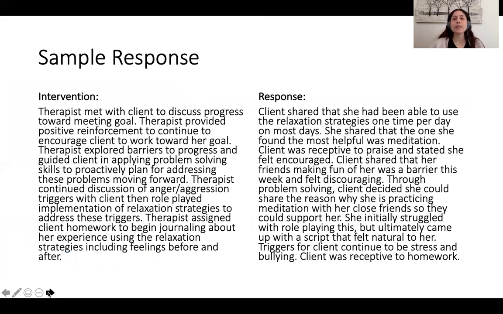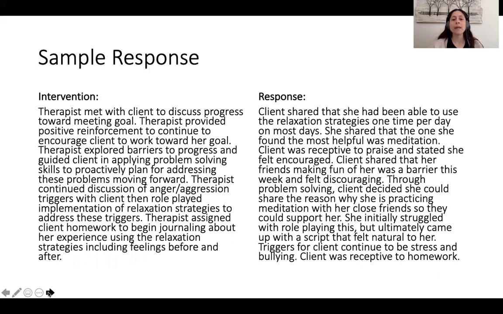What's really important here is that your client's response makes sense given what you said you did during the intervention. So if I'm saying in the intervention that I explored barriers to progress with the client, but my response is talking about how the client responded to using play therapy to explore her family of origin issues, this doesn't make sense. So when writing your response, it can be helpful to write a response sentence for each or for most of the sentences from your intervention. So having them side by side or referring back to the intervention as you write the response to make sure that it flows.